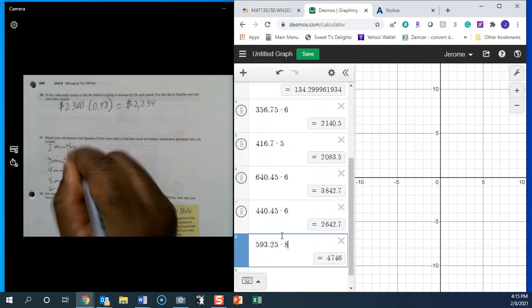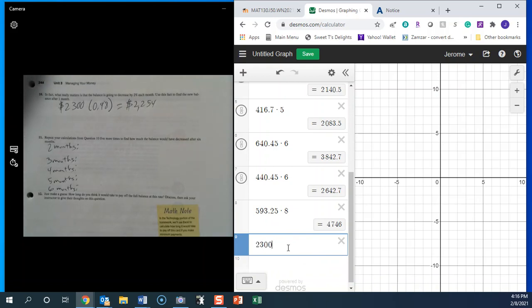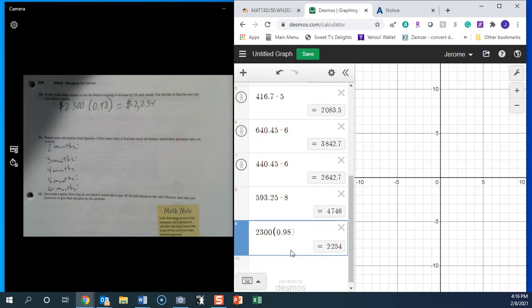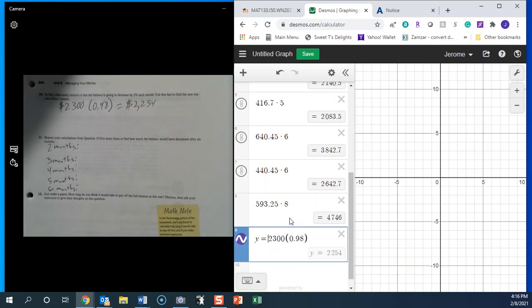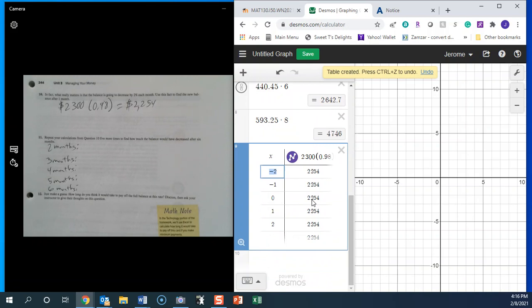Now, we don't have to keep writing out this formula. Since we have access to Desmos, we could type out the initial equation, the 2,300 times 0.98, and put a y equals in front of it. And remember how we go to this wheel here? Click on the wheel, do a table, and then we could just see it here. Okay, 1 month, these would be your months. 1 month, it would be 22.